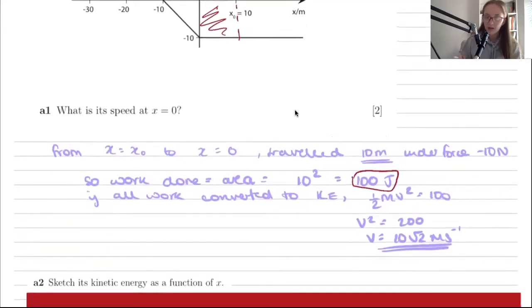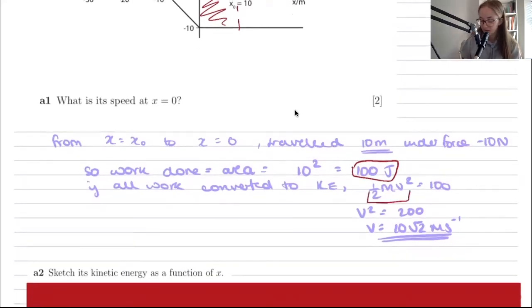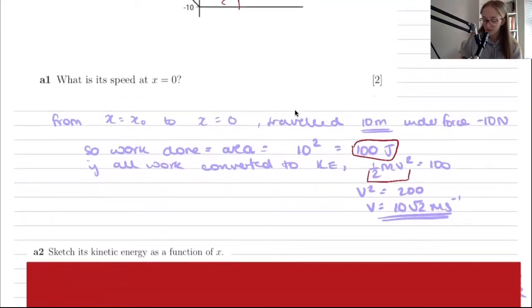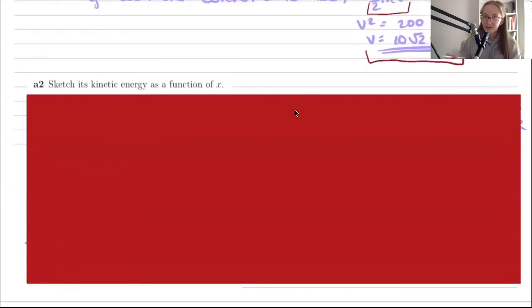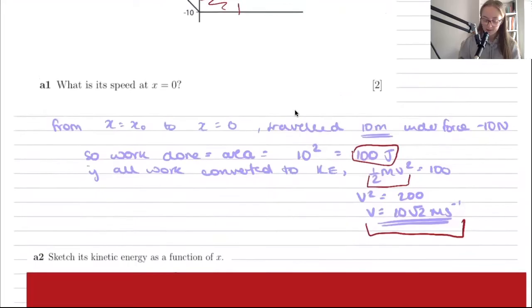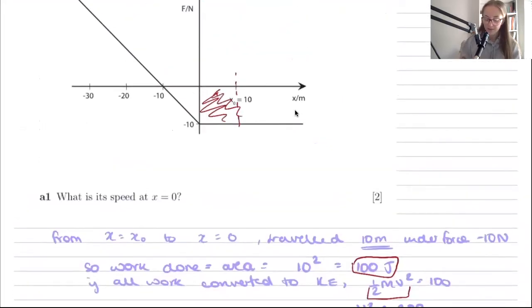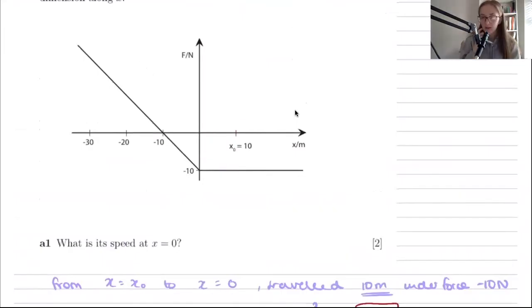And then if we imagine that all of that work is converted to kinetic energy, we can say that our kinetic energy, half mv squared, is equal to 100, and then rearrange that to get a quantity for our velocity at 0. And we can assume that we've done the correct thing here because the next question is asking us to sketch its kinetic energy as a function of x. From the previous part, we said that this area under here is the work done. And if we say that's all converted to kinetic energy, then it would imply that our graph for our kinetic energy would be essentially a function of this area here.